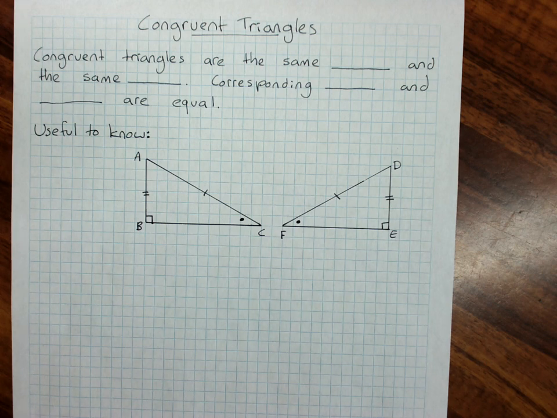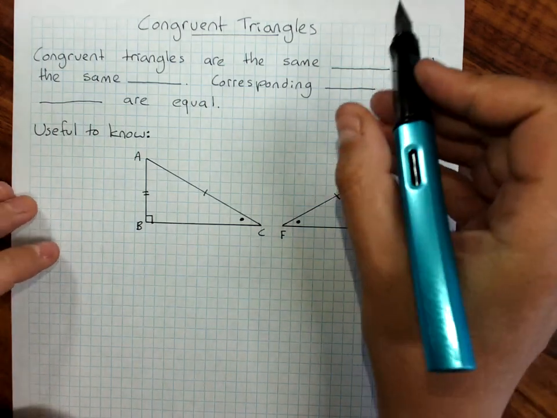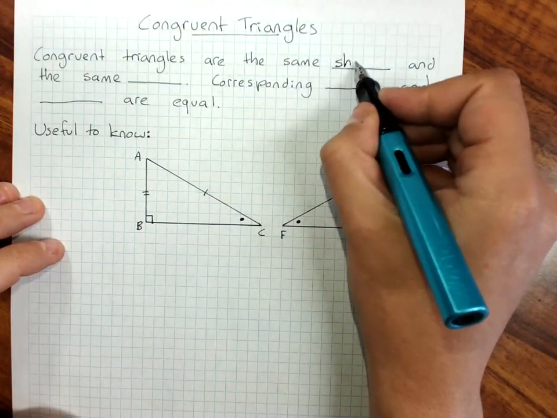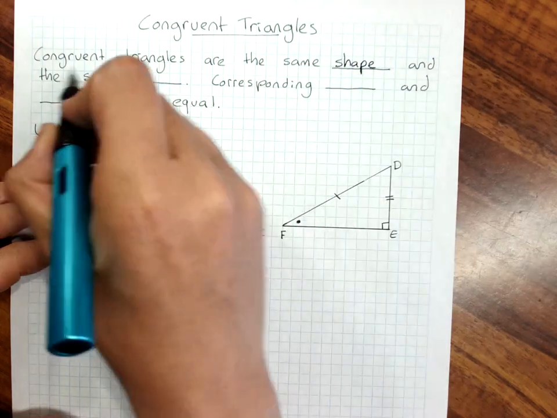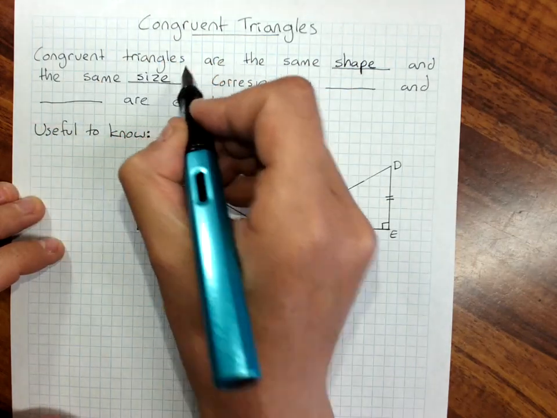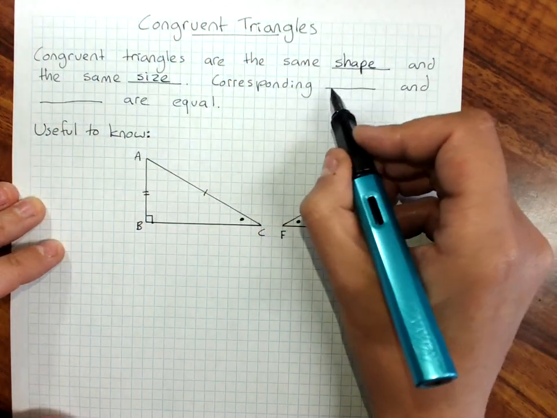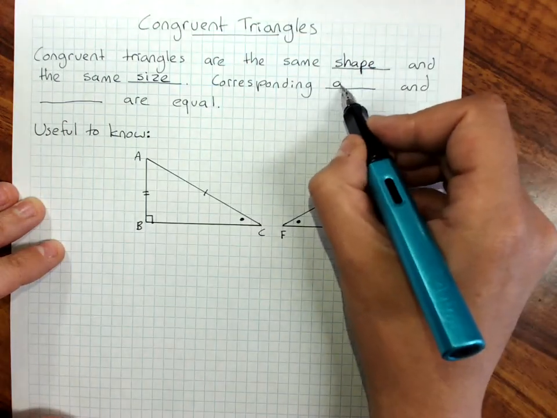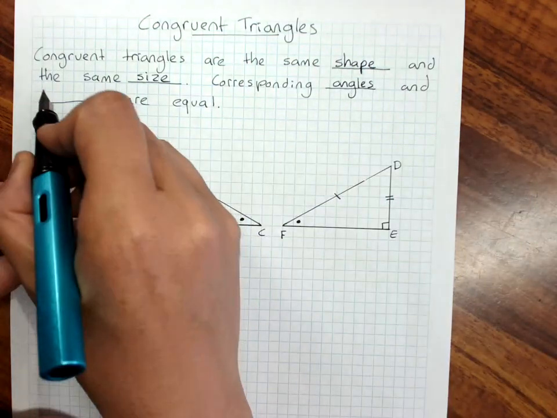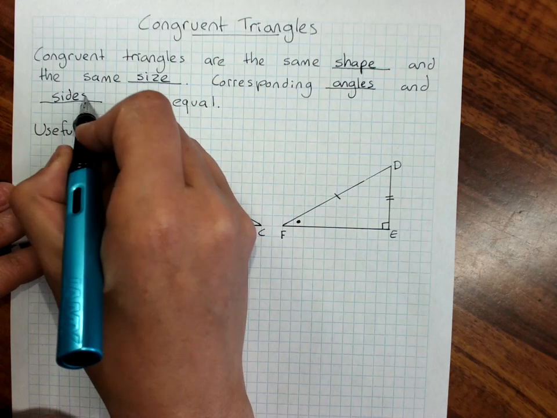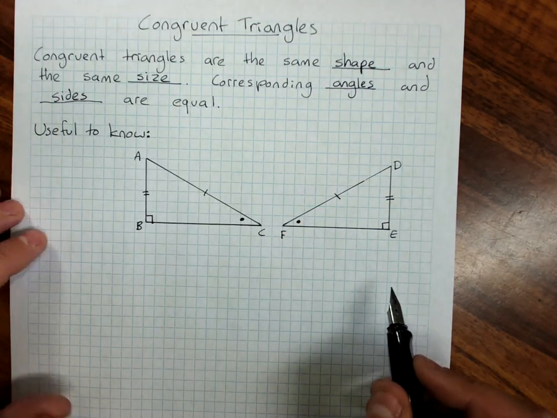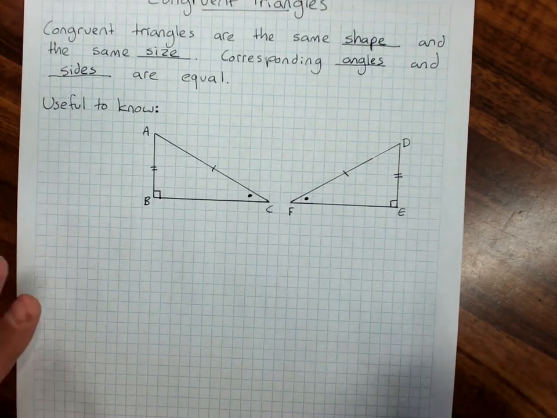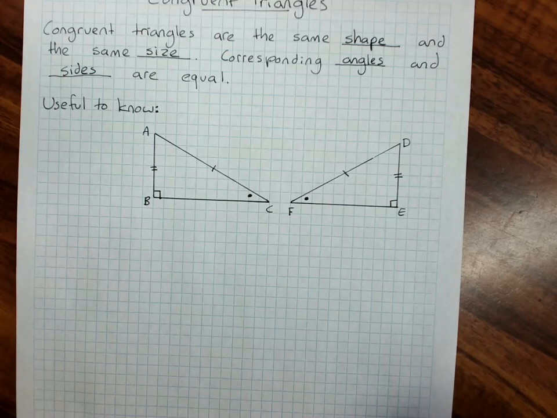Congruent triangles. Congruent triangles are like any other set of congruent shapes. They're the same shape and they're the same size. Corresponding, that means matching, angles and sides are equal. Now there's some useful bits of information when we're looking at triangles, and we'll just go through them.